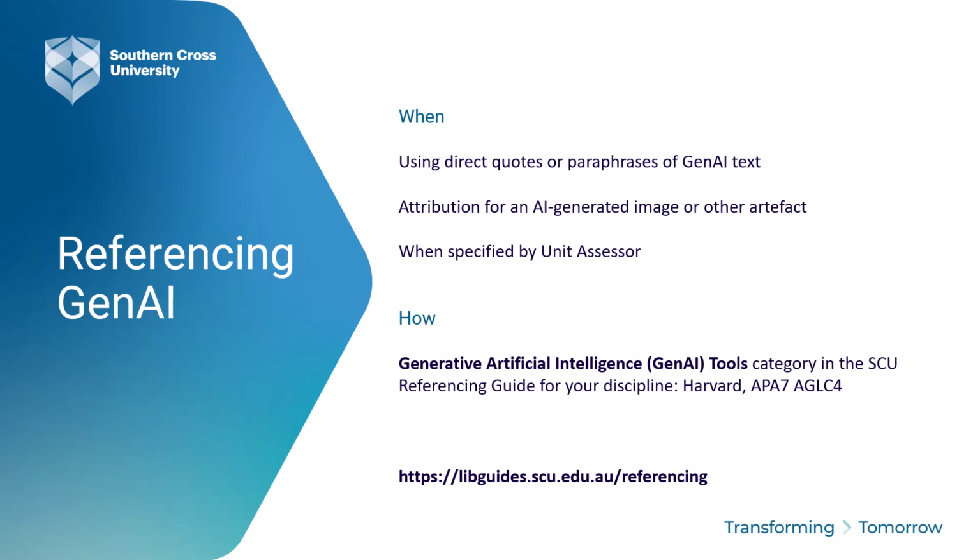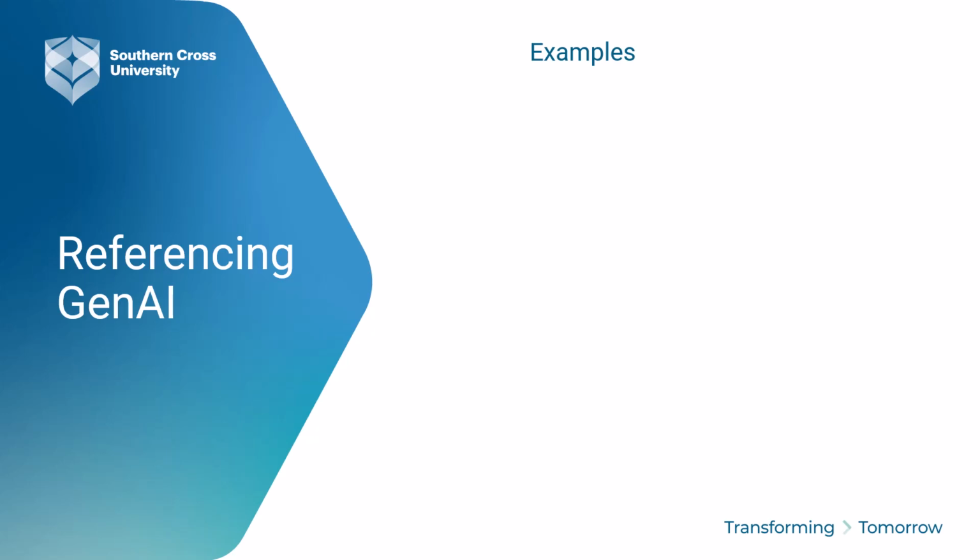To help you with this, the library created 3 different library guides on 3 different referencing styles, and each has a generative AI tool category. Navigate to the library website, find the referencing guide for your discipline, and then in the left-hand menu of the referencing guide, you will find a category on generative artificial intelligence tools. This is where you'll find the details of how to cite in text, reference, and attribute images in that style.